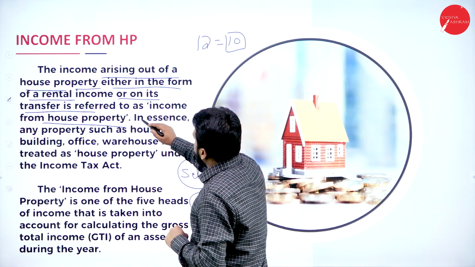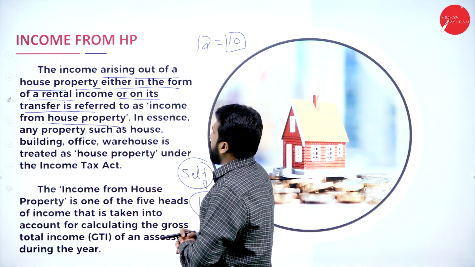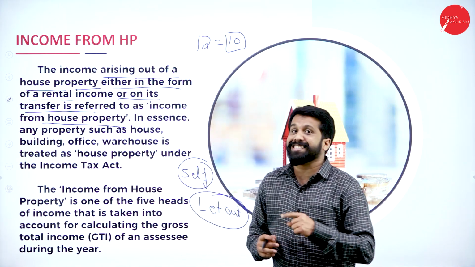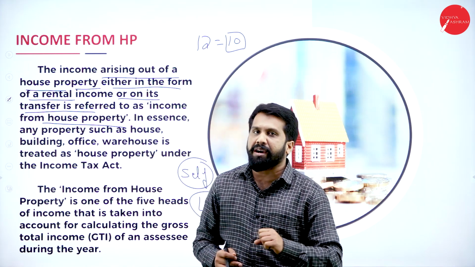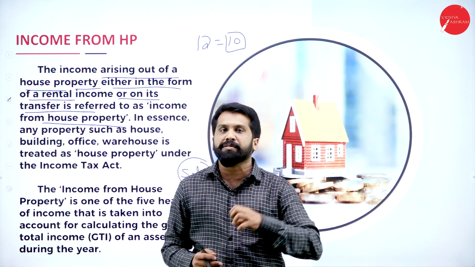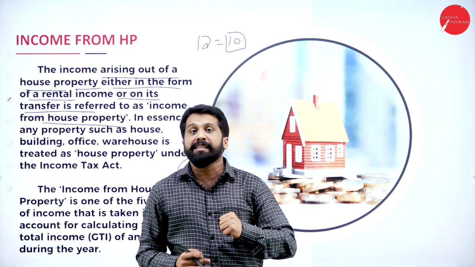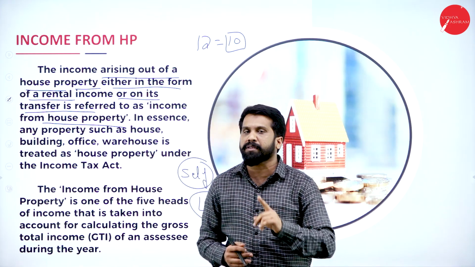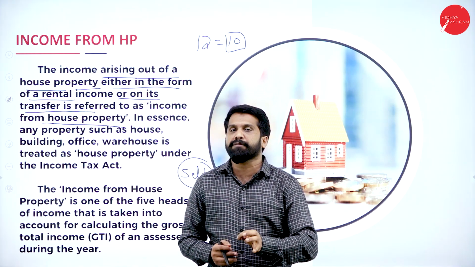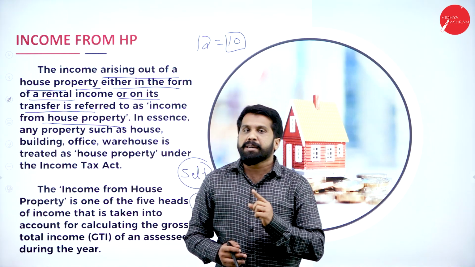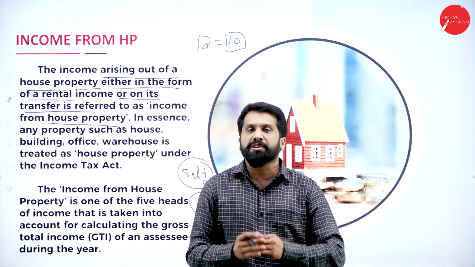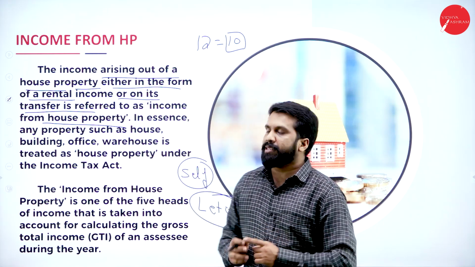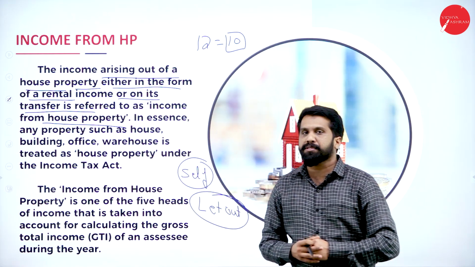Now, in case of transfer of house, what does it mean? Selling your house. So the house is in your name, and you are transferring it to some XYZ. That is not income from house property. That comes under income from capital gain. Permanently selling your house is capital gain. Just giving it on rent basis is called income from house property.